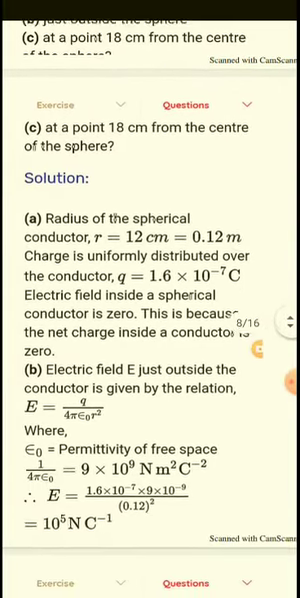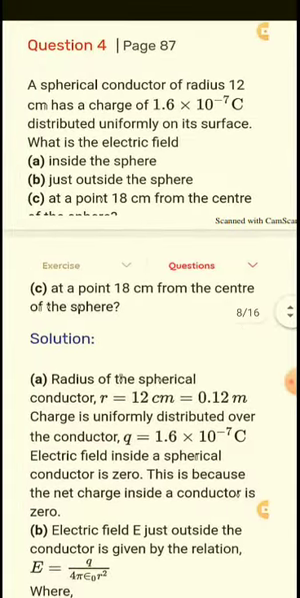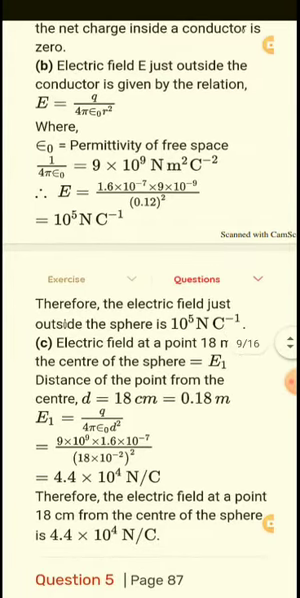What is the second question asked here? Just outside the sphere, what will be the electric field? The electric field E just outside the conductor is given by the relation E is equal to Q divided by 4 pi epsilon naught R squared. The value of 1 by 4 pi epsilon naught, we have already studied, is 9 into 10 to the power of 9 Newton meter squared Coulomb inverse squared.